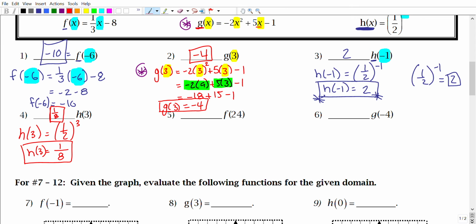Alright guys, let's go ahead and take a quick look at number 5 together. So we have f of 24. I'm definitely using that first function, the f of x function. So I have f of 24 equals 1/3, but instead of an x, what am I using? I'm using a 24. Then I subtract 8. Okay, now I can go ahead and do the second step, which was just use PEMDAS. So 1/3 of 24, that's just 8 minus 8. So 8 minus 8 is just 0. So f of 24 is just 0.